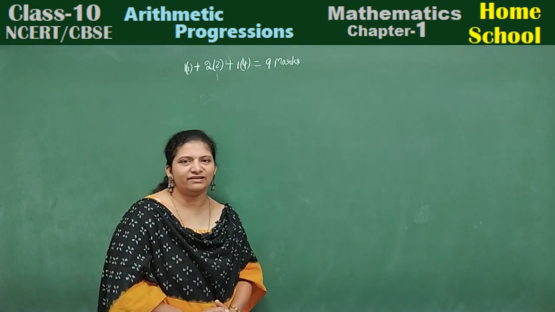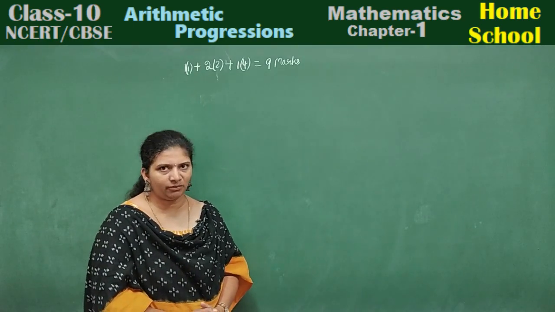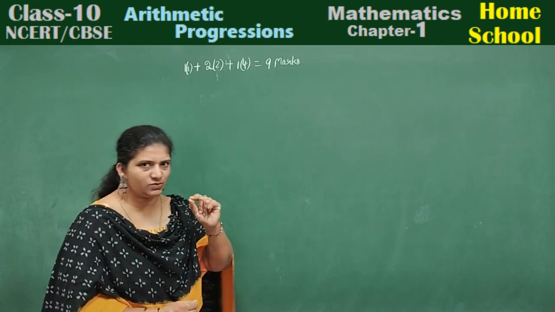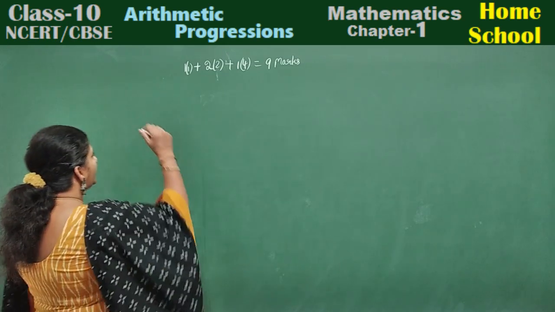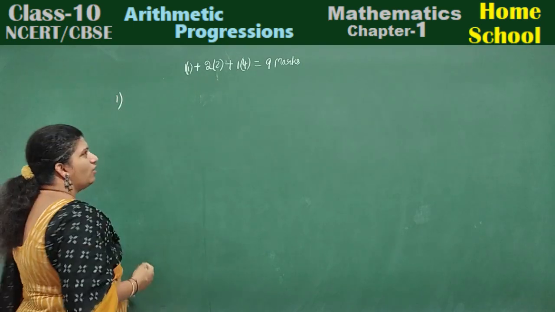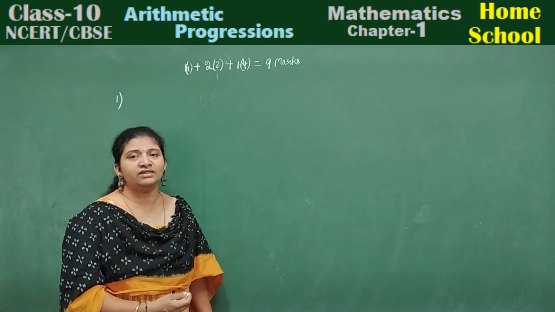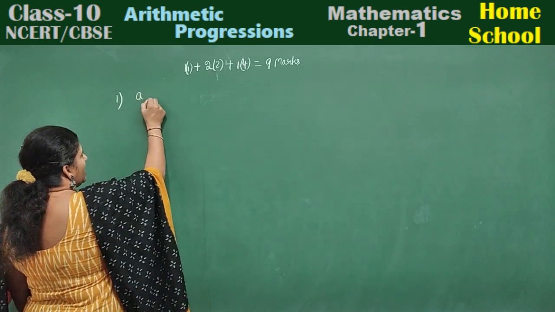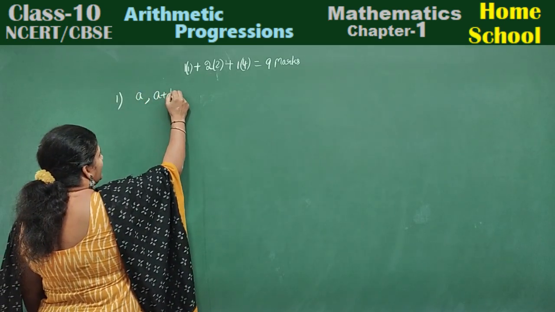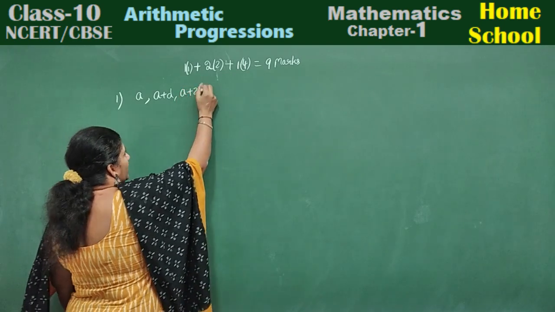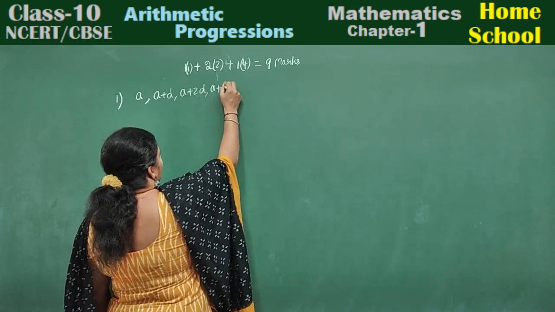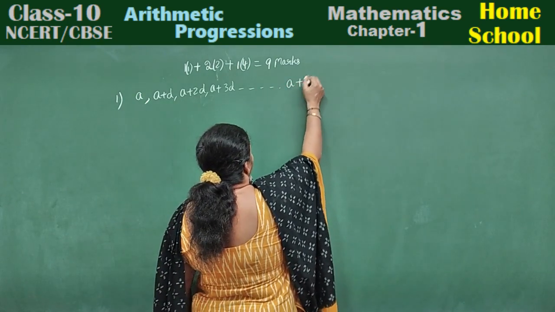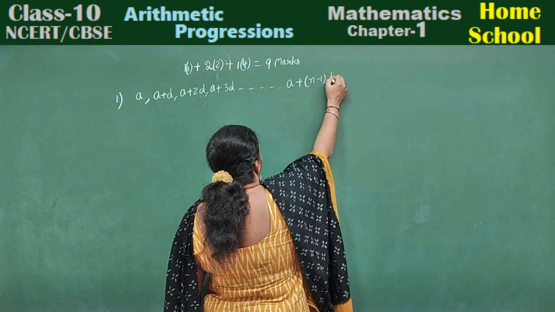So let's start our first question in arithmetic progression. What are the chances of asking the first question? That is a 1 mark question. What is the general form of arithmetic progression? The general form, I write it as a, a plus d, a plus 2d, a plus 3d, and so on up to the last term a plus n minus 1 into d.